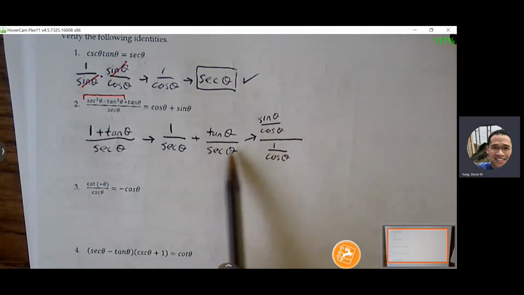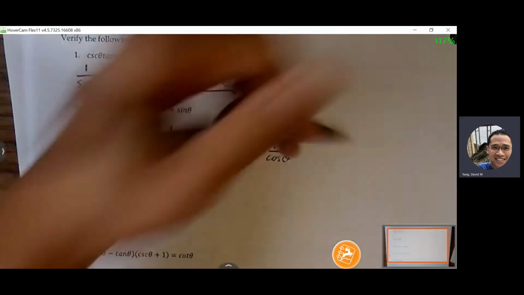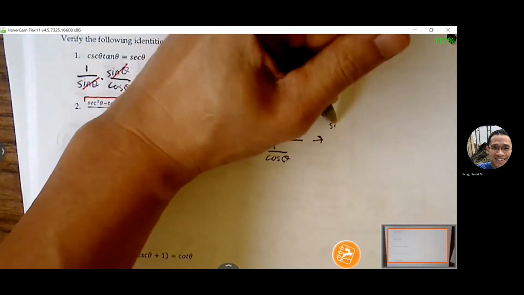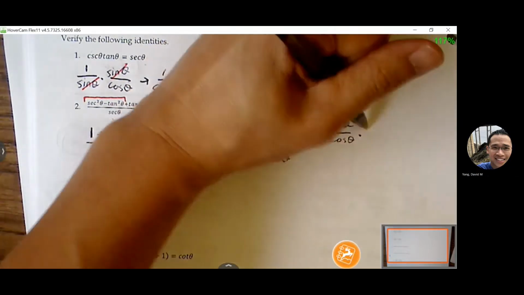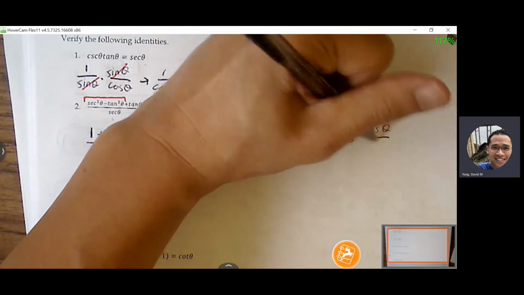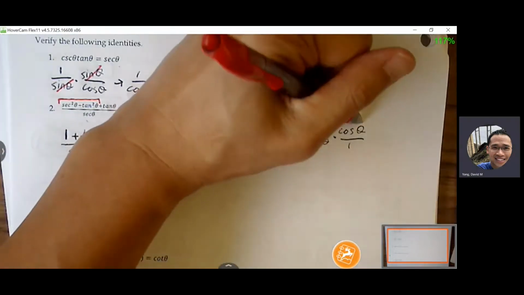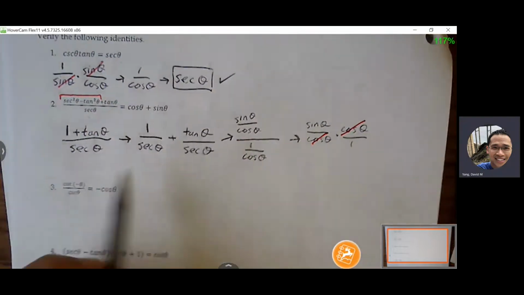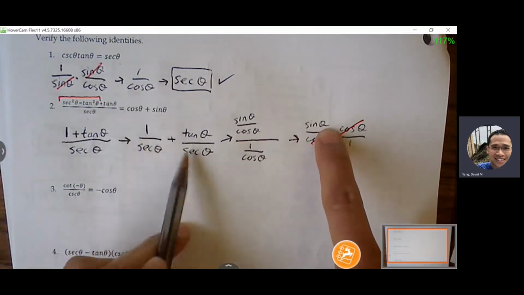Tangent becomes sine over cosine. Secant becomes 1 over cosine. Dividing by a fraction is the same as multiplying by the reciprocal. Okay, can we get sine to show up? Yes. So there we have it. 1 over secant becomes cosine, and this mess becomes sine, so we have it.